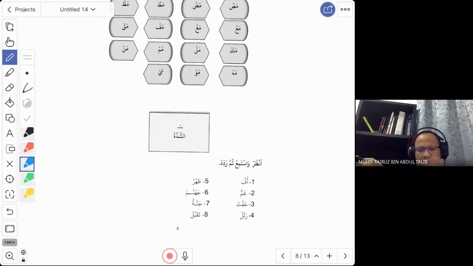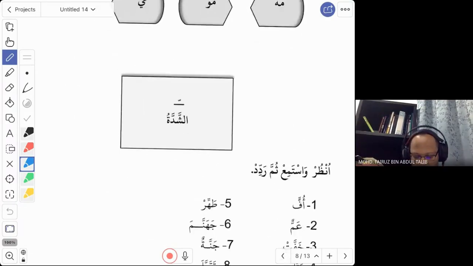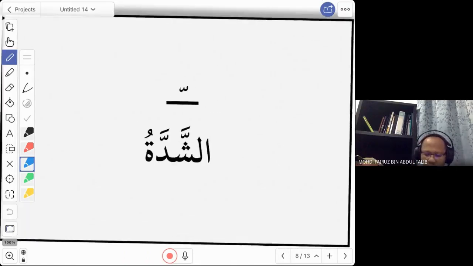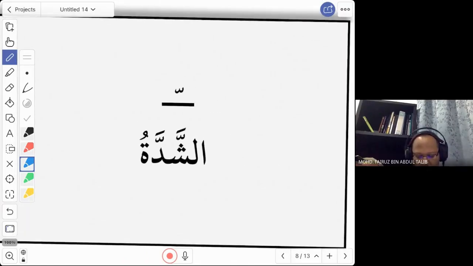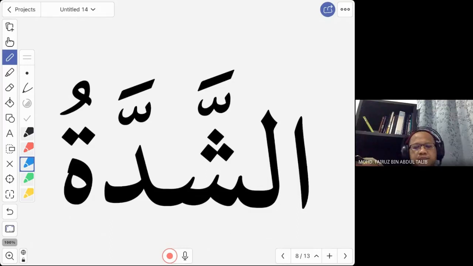So now we are done with the sukun. We have done the tanwin and then we have done sukun. Okay, now we go to the next symbol, which is this. This is the next symbol that you often see, which is called shaddah. All right, so what is shaddah?